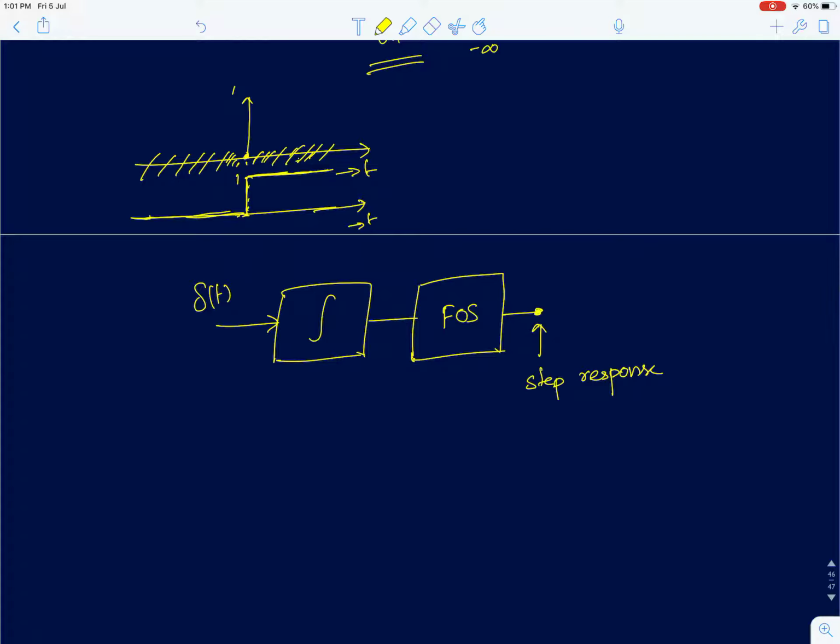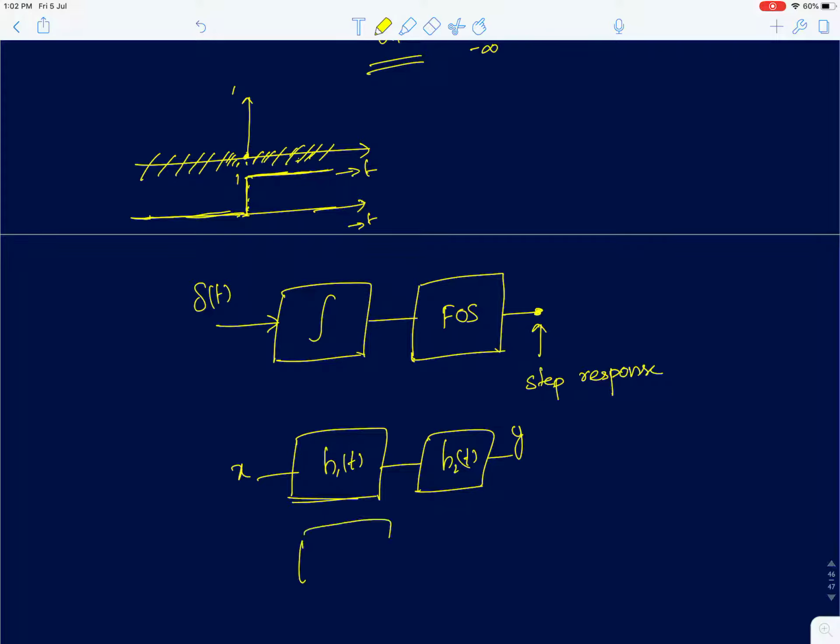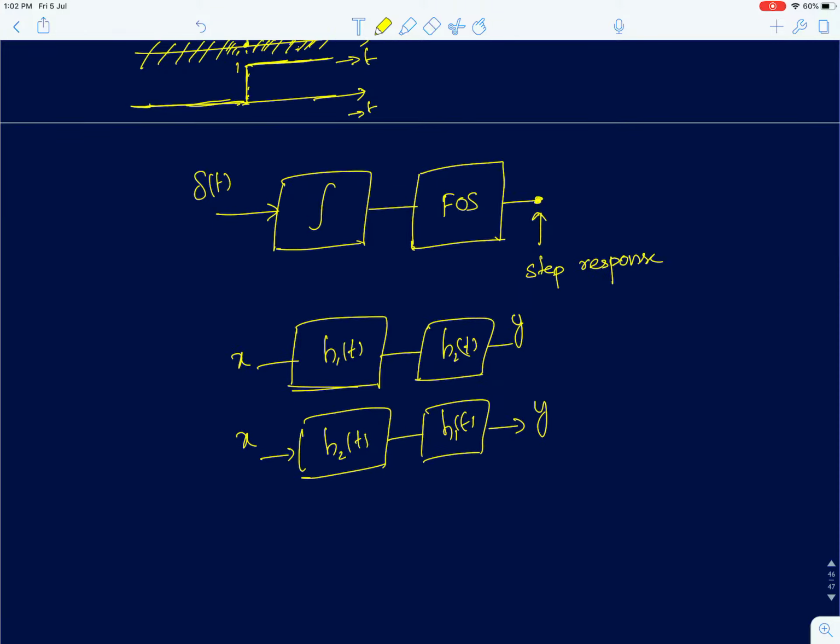Now what I'll do is I'll use a very simple property from the theory of signals and systems, that if I have two systems with impulse responses h1 of t and h2 of t, and I feed an input x and get an output y, if I interchange the order of the systems and I first have h2 and h1, I'll still get the same output. Okay, so this is called the commutative property.